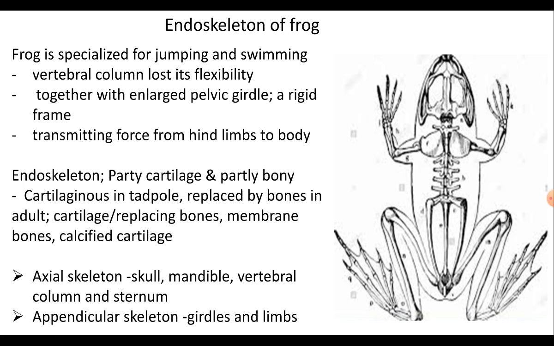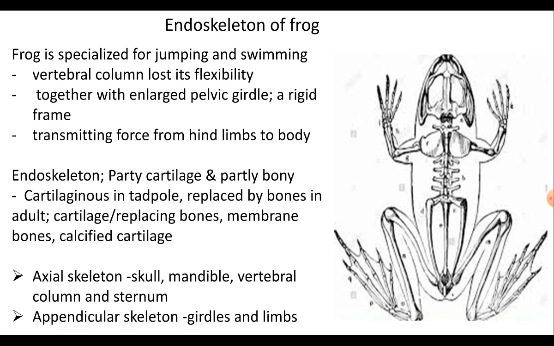Coming to the endoskeleton of frog. As we all know that frog is specialized for jumping and swimming movement, because of which the vertebral column has lost its flexibility, and together with the enlarged pelvic girdle, the endoskeleton has become rigid for transmitting the force from hind limbs to body.